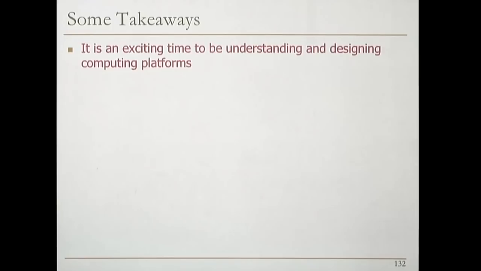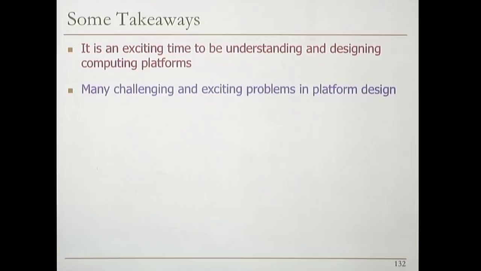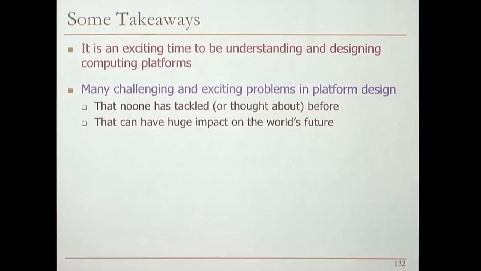So let me give you some takeaways. I think all of these point to the fact that we're at an exciting time to be understanding and designing computing platforms. There are a lot of open issues, and there are a lot of discoveries to be made. This is because we have many challenging and exciting problems in platform design because we're really pushing the cutting edge. So if you look at this, this is really pushing the cutting edge today. Actually, some of the most interesting processors are inside this right now. And we are seeing problems that no one has tackled or even thought about before. Rowhammer is one example, at least at the DRAM level. Right? And that can have huge impact on the world's future as well.